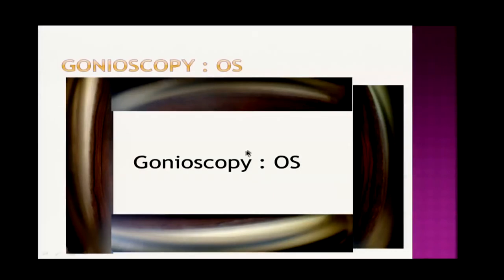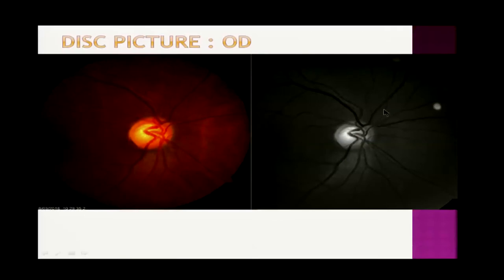And this is the other eye where the angle looks, again, less pigmentation, but an open angle. The inferior angle is, of course, more pigmented in this case also. This is the optic nerve. So what do you think about this optic nerve?